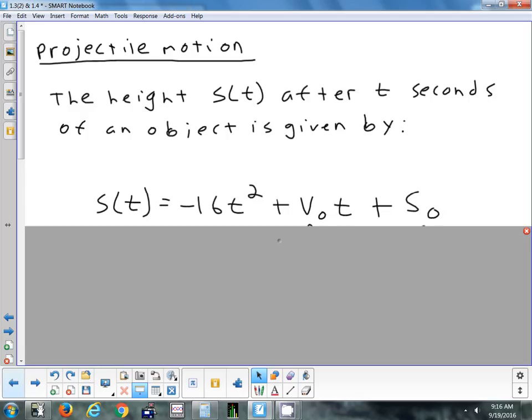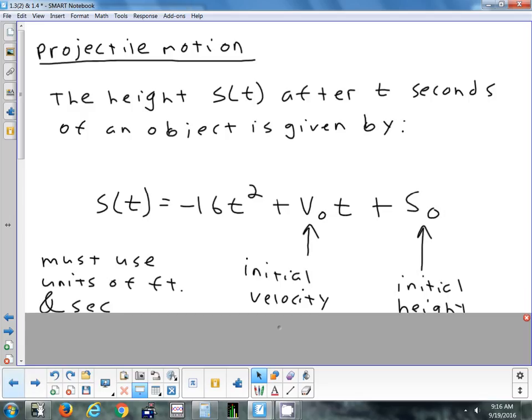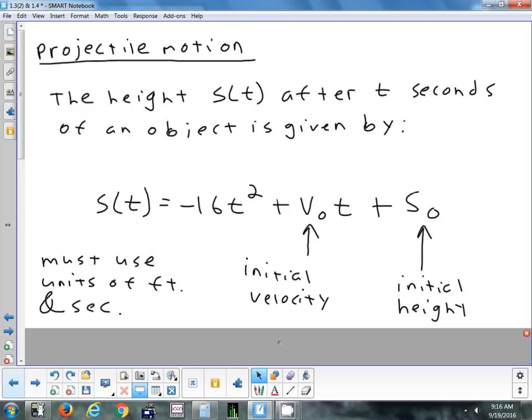Okay, if I asked you a projectile motion question on the test, I will not have this formula on there. Okay, so you do need to know that. And you can make a reference sheet, so you can write it on your reference sheet. Okay, and that's our formula. It says the height of an object as a function of the time is equal to negative 16t squared plus v sub 0 t plus s sub 0.